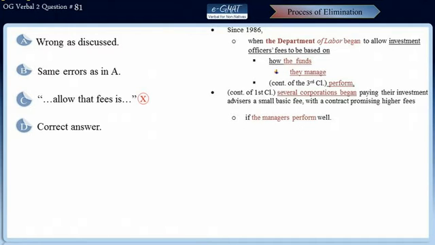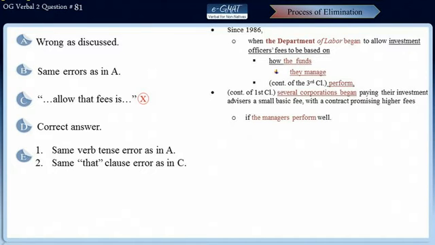Well, choice D is the correct answer, because now we have the correct phrasing here: fees of investment officers to be based, and the verb has been correctly changed to have begun. So D is the correct answer. Let's take a look at choice E now. Well, choice E is incorrect for two reasons. Firstly, it repeats the same verb tense error as in choice A. And secondly, it repeats the same that clause error after allow as in choice C. Hence, choice D is the correct answer, as we found out earlier.